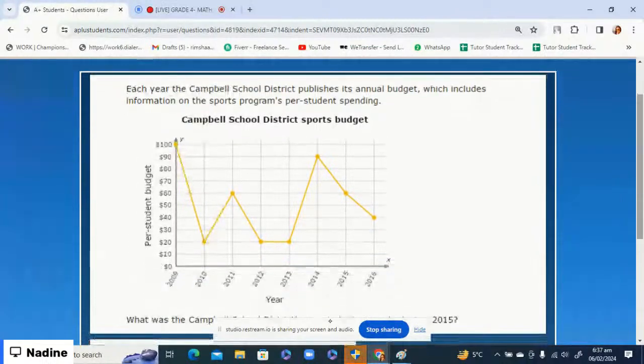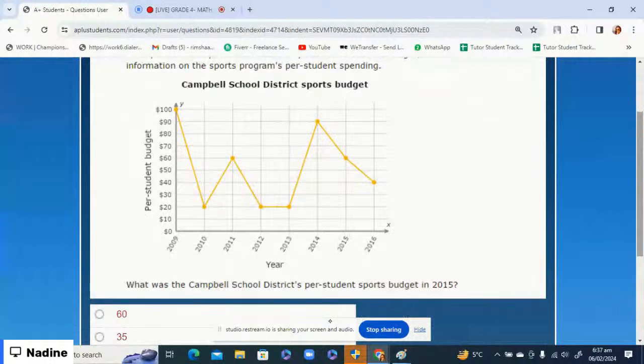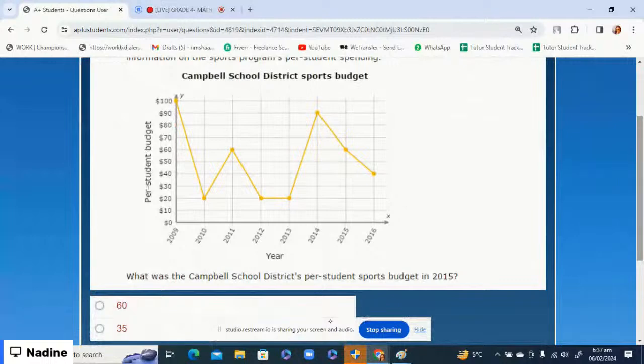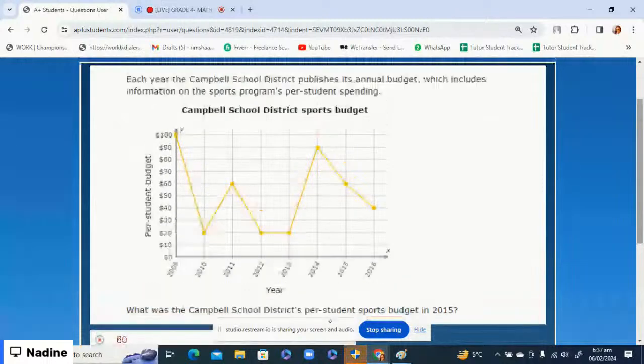Okay, then look at this. Each year the Campbell School District publishes its annual budget, which includes information on sports program per student spending. For the Campbell School District sports budget, the years 2009 to 2016 are given, and the per student budget is given from 0 to 100. Then they're asking what was the Campbell School District's per student sports budget in 2015. So check it out for 2015. How much is it? Look at here. 2015, it's here. That is only $60. So here is the 60.